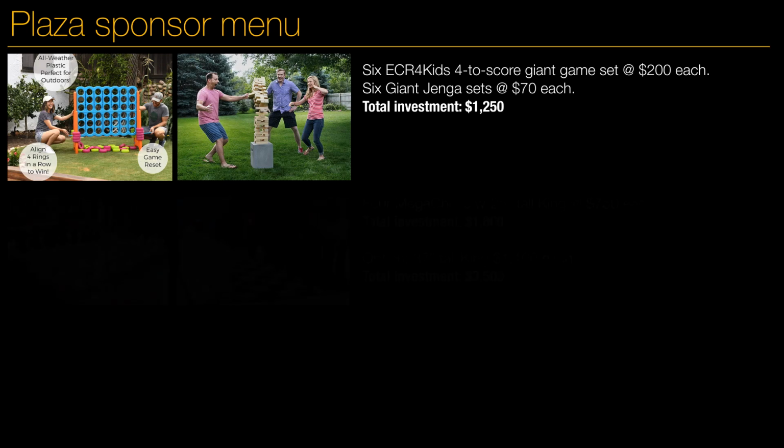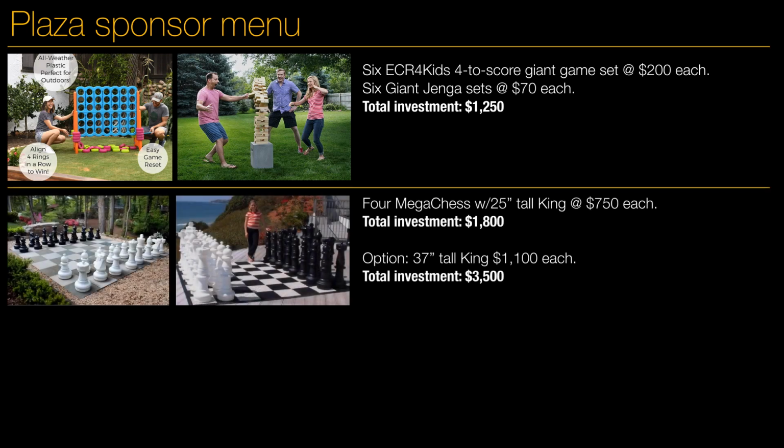How cool is that? And then on the menu say, but by the way, we would also like to get 4 mega chess sets with 25-inch tall pieces. If we could get 4 of those, they're $750 a piece, your investment would be $1,800. However, we love those ones more on the right picture there. They're way even taller. They're really cool.